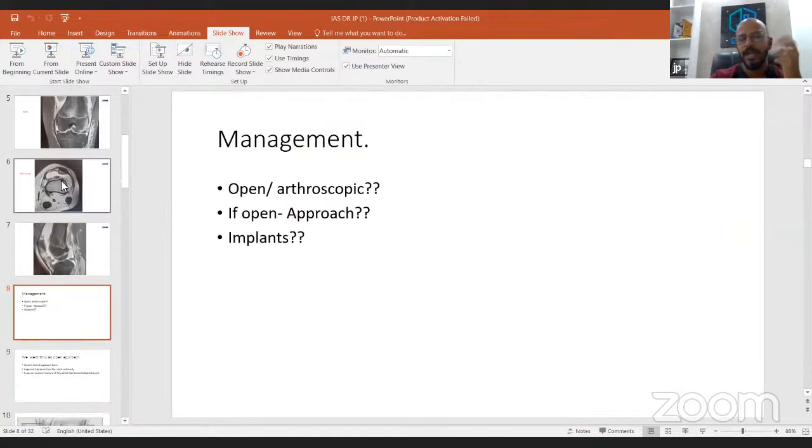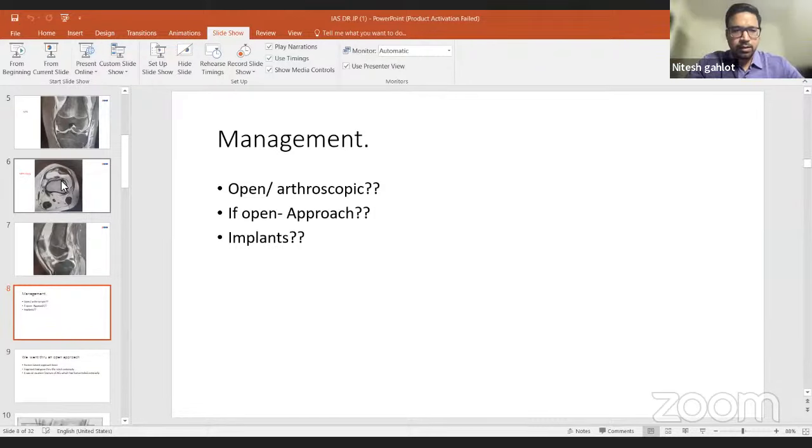So what is the management? I would like to keep it as a discussion. How will you manage it? Will you go open or arthroscopic? If open, which approach and which implants can we use for this? It's just open for discussion, this case. I want some inputs from everyone, because I would like this to be a discussion.